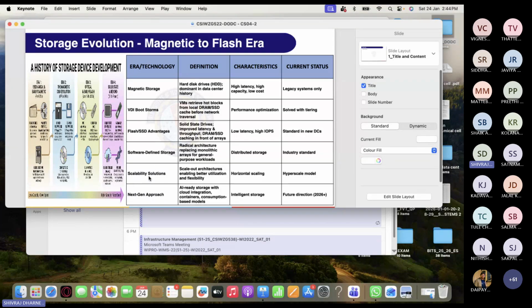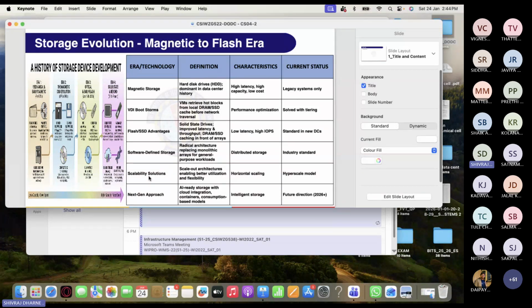When somebody asks what scalability solutions are available, you say scale out architecture, enabling better utilization and flexibility. They call it horizontal scaling. The hyperscale model, we have heard about the hyperscale model, right? Can anybody tell what the hyperscale model means?